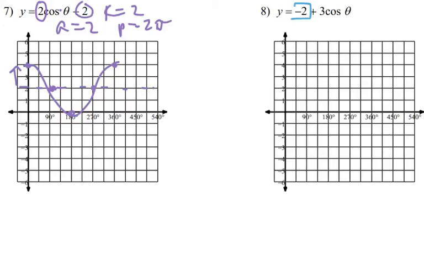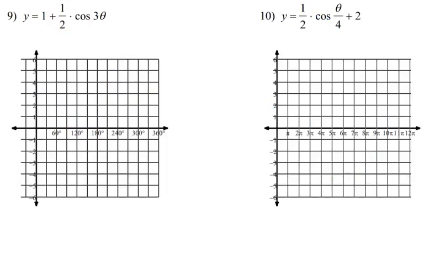Number 8, vertical shift is down at -2, so k equals -2. Amplitude of 3, so at the beginning I'm shooting up 3, and at the end I'm shooting up 3 from my midline, and then at 180 I'm shifting down 3, and my 90 and 270 stay on that midline. Looks just like that. Not too shabby then.